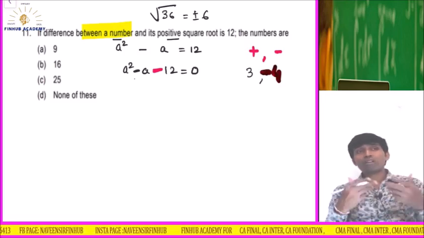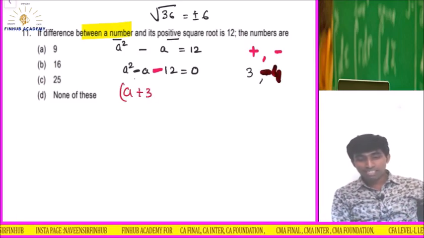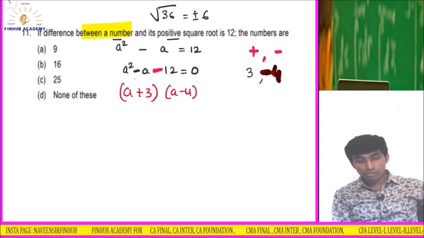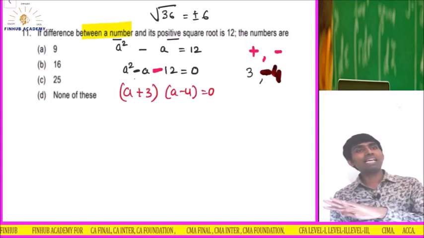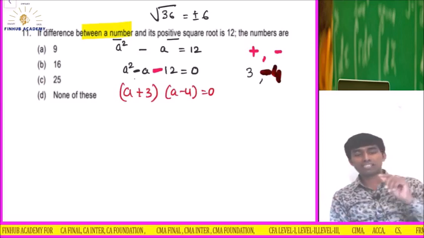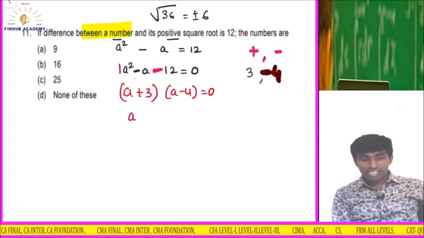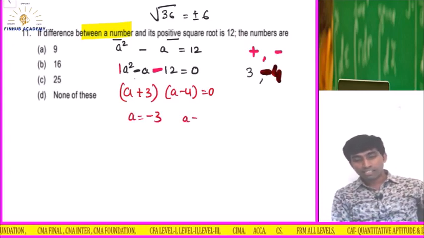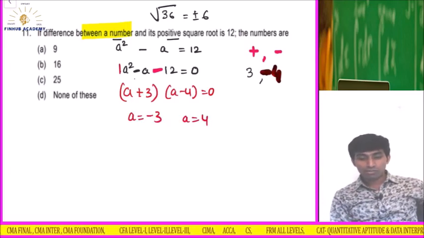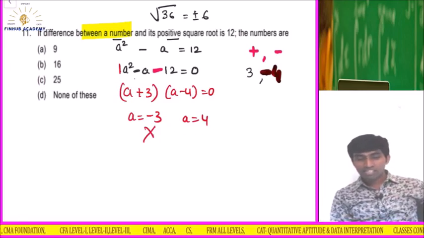And how we used to write these answers, directly we used to write in brackets (a plus 3)(a minus 4) is equals to 0. I will not write the steps and all. We know directly to write a plus 3 and a minus 4. But all these things are applicable only when the coefficient is 1. Be careful. So a is equals to what? a plus 3 is equals to 0, so a is equals to minus 3. a is equals to 4. So this can't be, because they have already said that it needs to be positive.